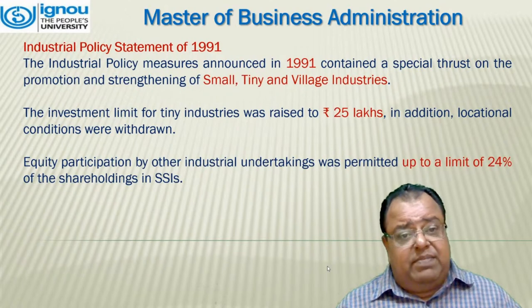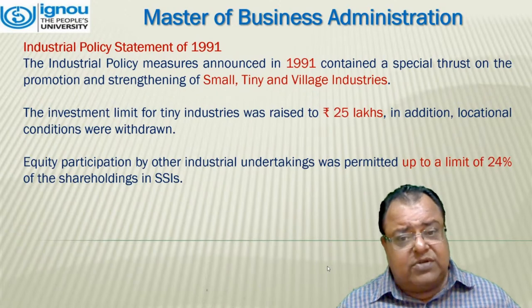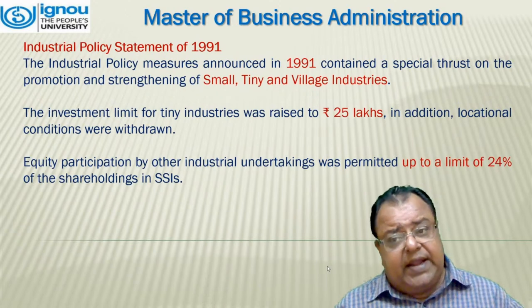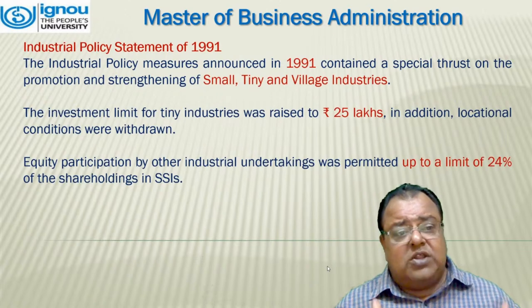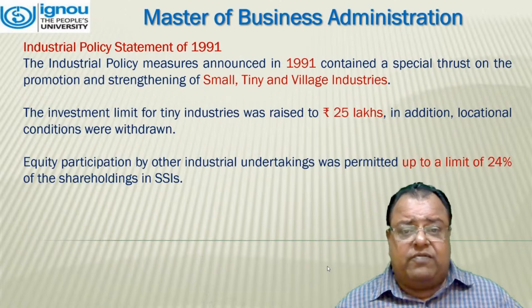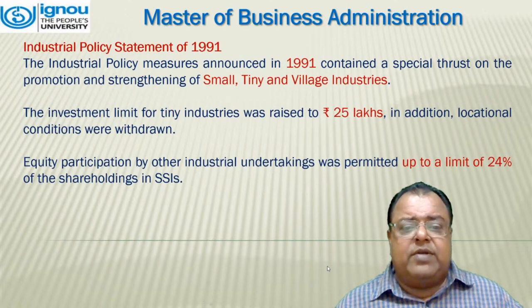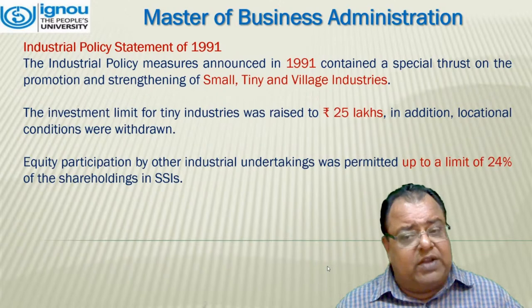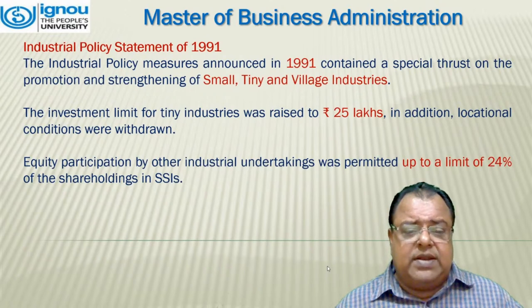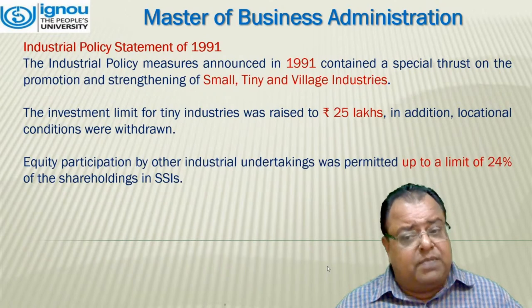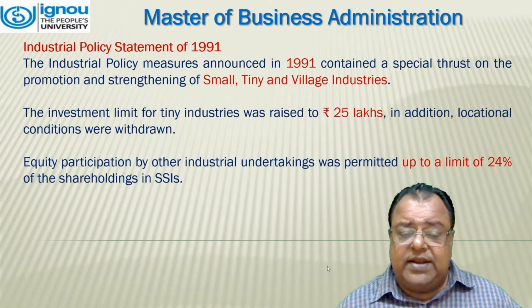Industrial Policy Statement of 1991. The industrial policy that was announced in 1991 contained a special thrust on the promotion and strengthening of small, tiny, and village industries. The investment limit for tiny industries was raised to 25 lakhs. In addition, location conditions were withdrawn. Equity participation by other industrial undertakings was permitted up to a limit of 24% of the shareholdings in SSIs.